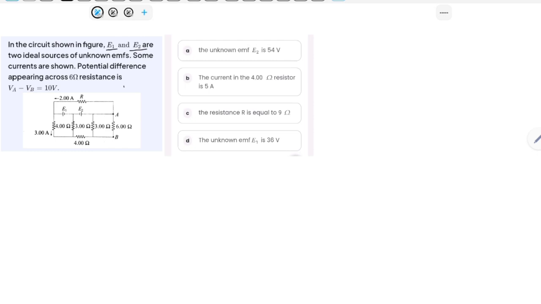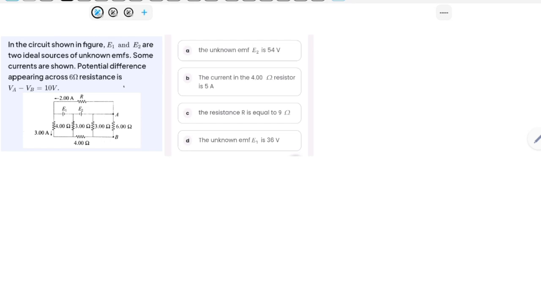So between these two points the potential difference is given as 10 volts. Now what we need to find is which option is correct. The options are given. So the unknown EMF E2 is 54 volts. Current in the 4 ohm resistor is 5 amperes. The resistance R is equal to 9 ohm, and the unknown EMF E1 is 36 volts.